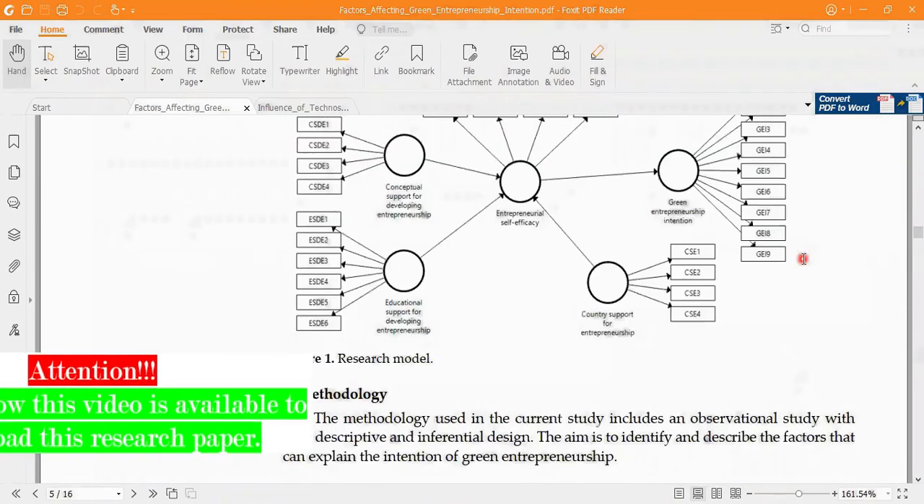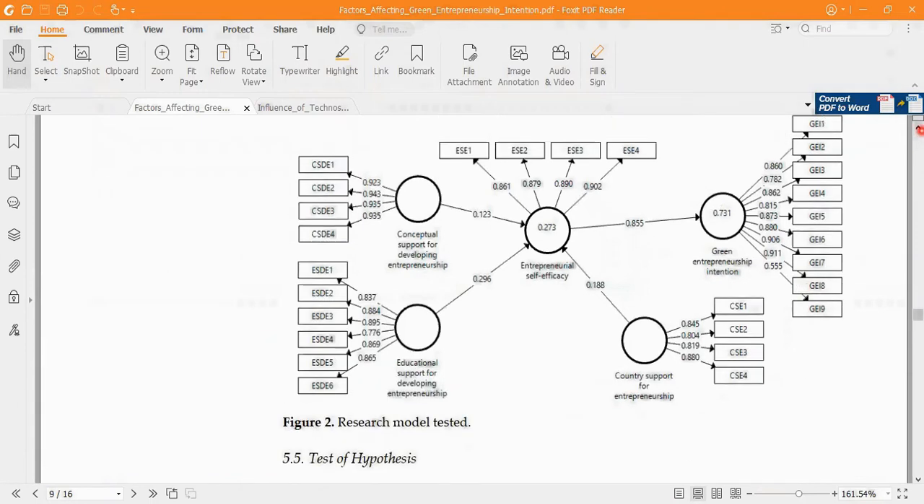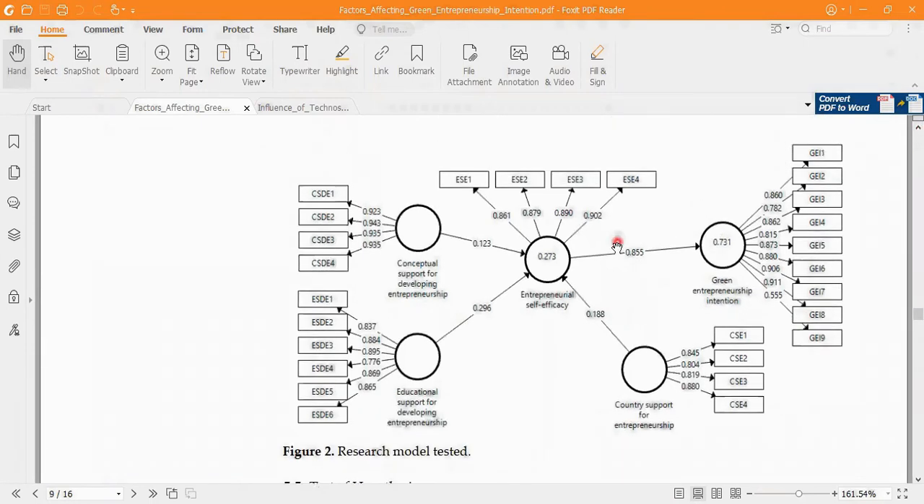This is our proposed model, which applies the already studied techniques. In this one, the first thing is the path, the direct path. That's a path analysis, where we want to check the impact of educational support for developing entrepreneurship on the entrepreneurial self-efficacy. So these are the paths. This is the path, and this is a direct path. This is also a direct path. This is also direct, and this is the indirect path.